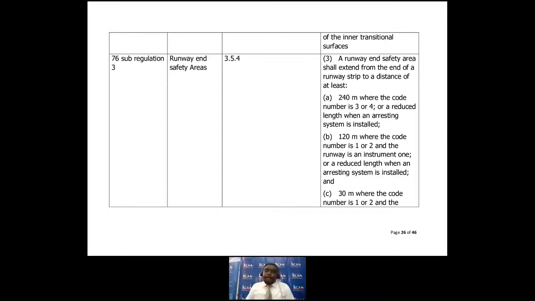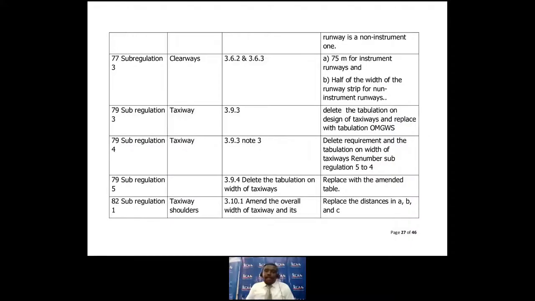And the runway is an instrument one. Then we have provisions on clearways and taxiways, that is regulation 77 sub 3. So this was as a result of the changes introduced in Annex 14, Volume 1.